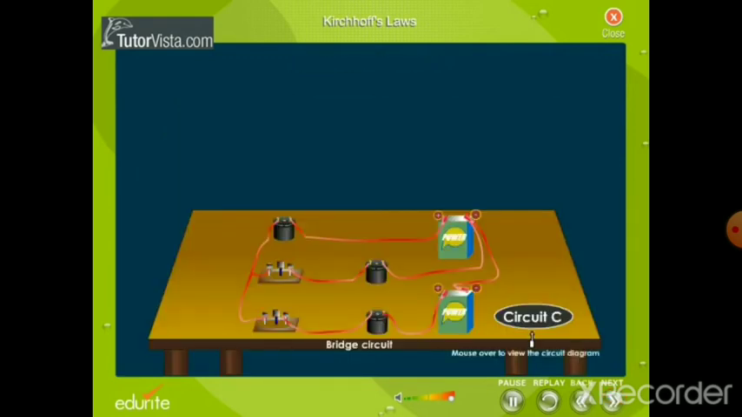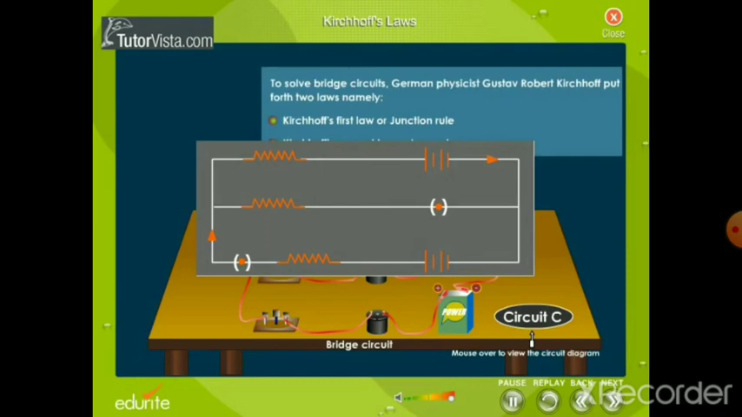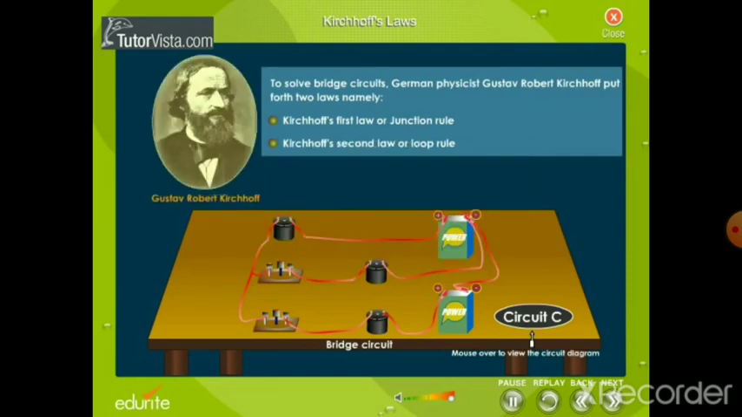But Ohm's law cannot be used to solve complicated bridge circuits having more than one source of EMF. To solve such bridge circuits, German physicist Gustav Robert Kirchhoff put forth two laws, namely Kirchhoff's first law or junction rule, and Kirchhoff's second law or loop rule.